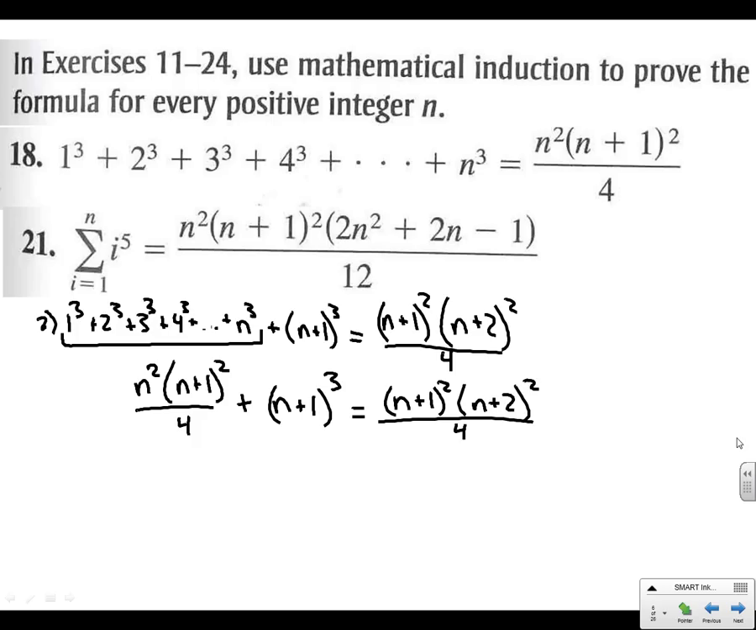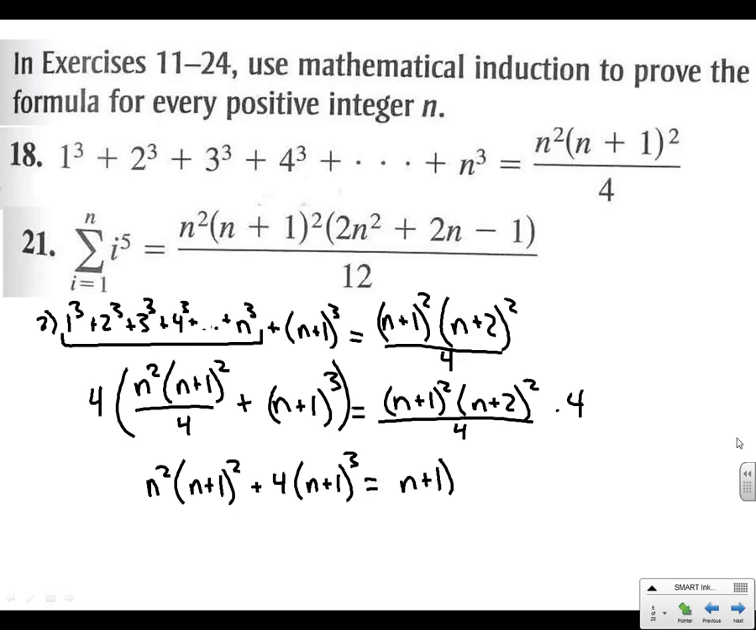All right, let's get rid of some fractions here. So we're going to multiply this whole thing by 4. So we'll end up with n² times 4, n²(n + 1)², plus 4(n + 1)³ equals (n + 1)²(n + 2)². All right, so we have to prove that the left is equal to the right.